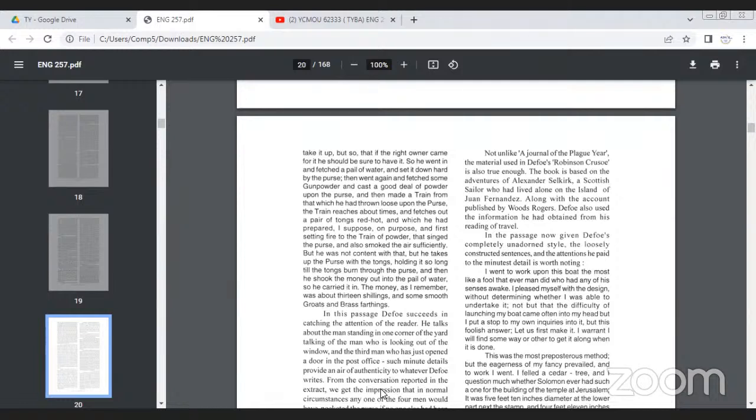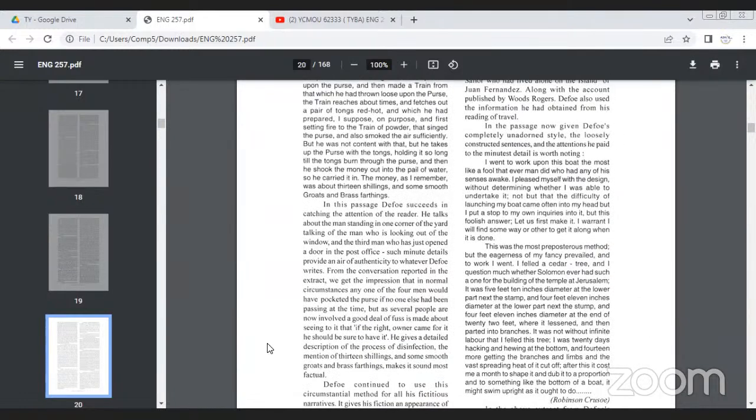From the conversation reported in the extract, we get the impression that in normal circumstances one of the four men would have pocketed the purse if no one else had been passing at that time. But as several people are now involved, a good deal of fuss is made about seeing to it that if the right owner came for it, he should be sure to have it.